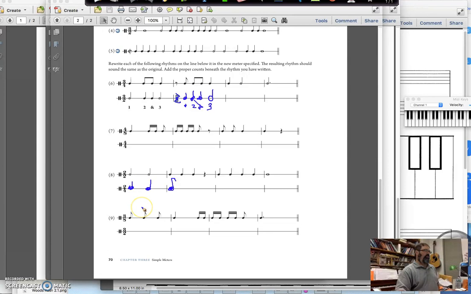And good luck with Chapter 3. Chapter 4 is more subtleties on rhythm. And in a few days' time, we'll ask for it. You make an account of that. And more about how to perform these and some musicianship activities coming up. Have some fun with that.